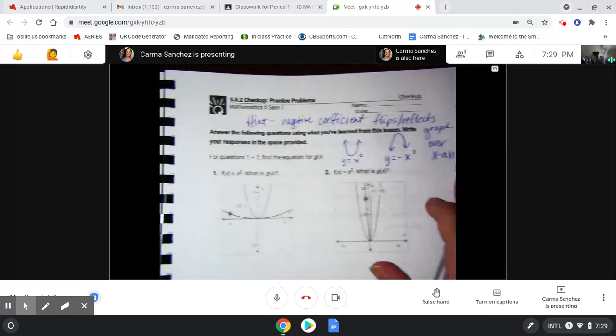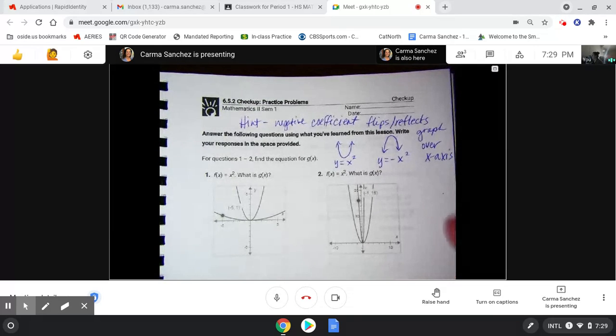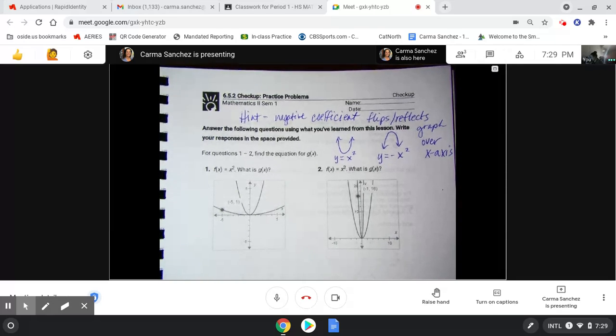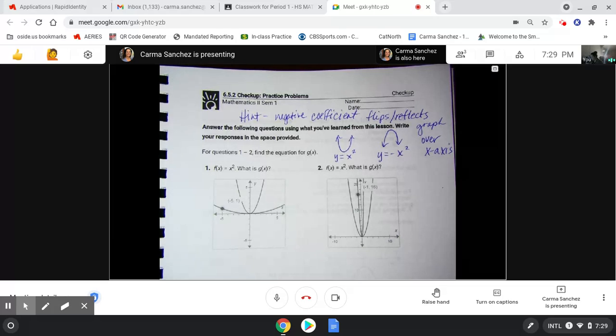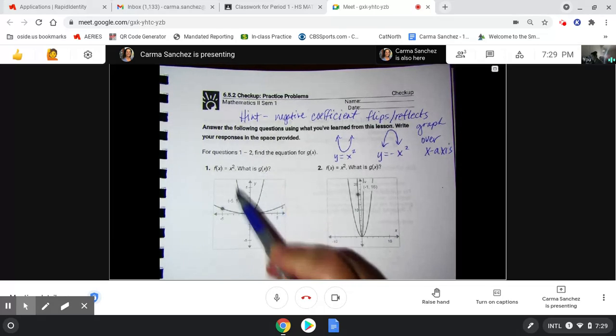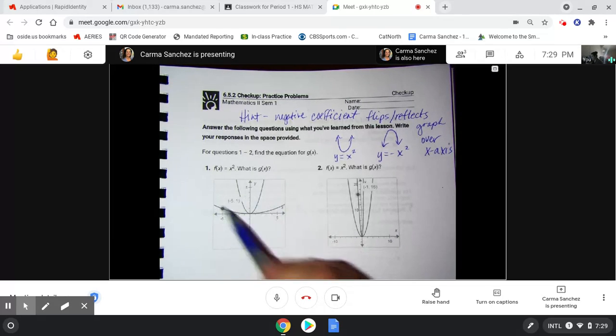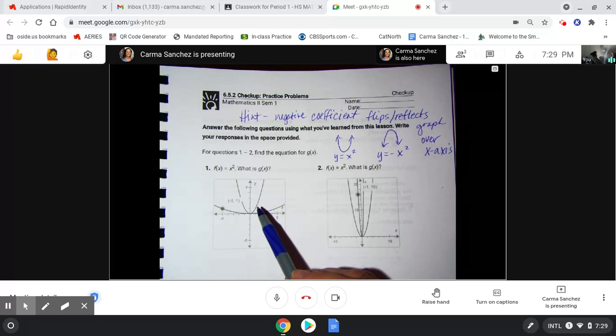Okay, so that's just a quick hint before we get started with this. We're going to be looking at stretches, compressions, and flips or reflections. So let's take a quick peek here. First one, if f of x equals x squared, what is g of x? So here's my normal parent graph. Here's my new stretched, flattened, whatever you want to call it. So g of x has been horizontally stretched or pulled apart by a factor of 5.